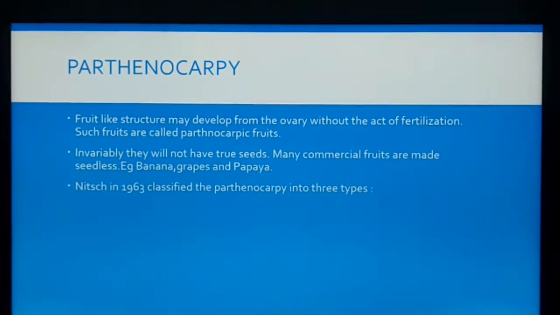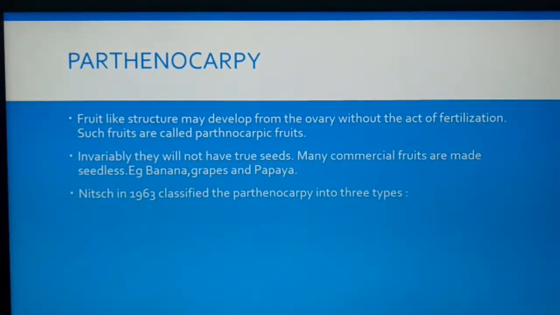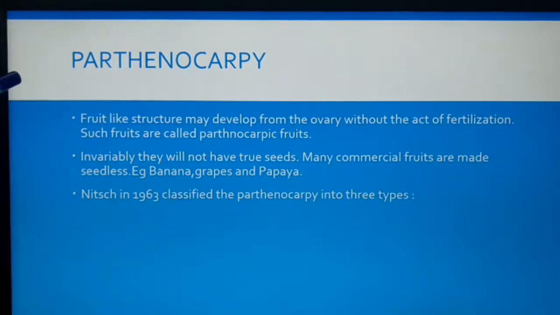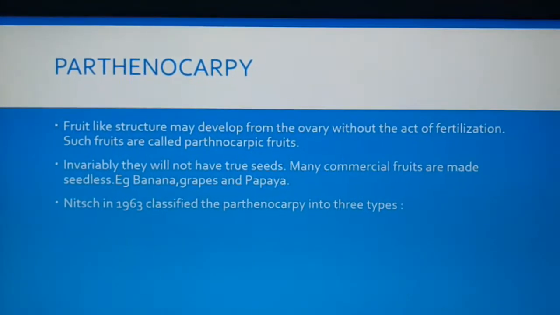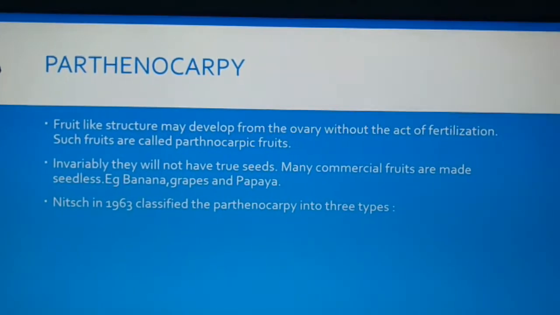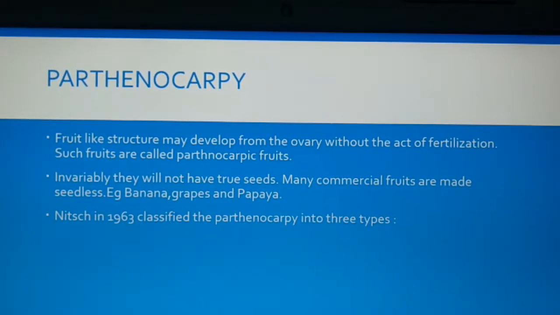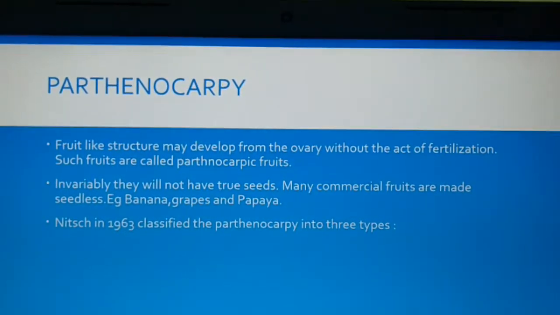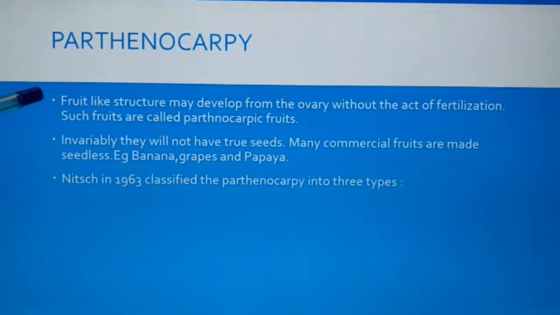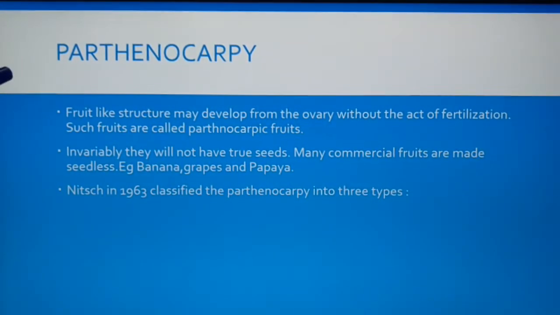The last topic of the first lesson is parthenocarpy. I hope you all know about parthenocarpy. You all studied it in 10th standard. What is parthenocarpy? Parthenocarpy is the formation of fruit without fertilization. Normally the ovary becomes the fruit after fertilization and the ovule becomes the seed. Here, without the act of fertilization, the fruit formation takes place.